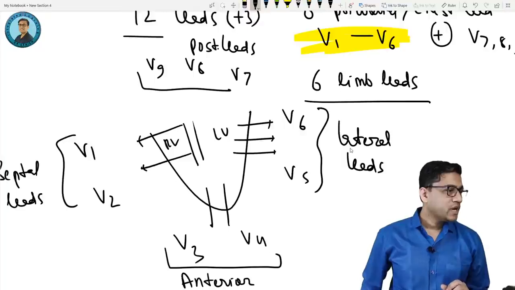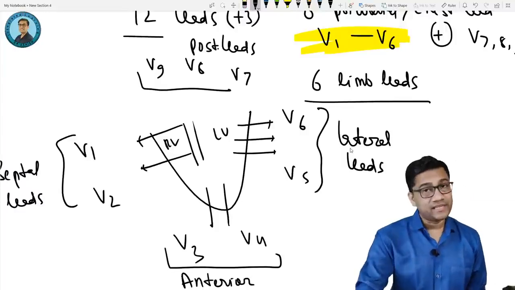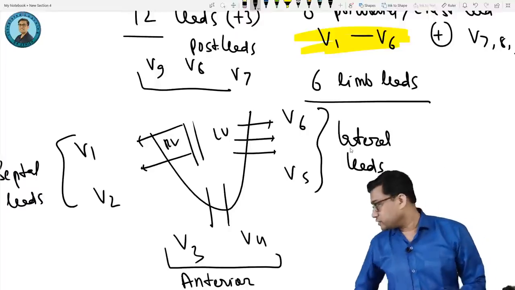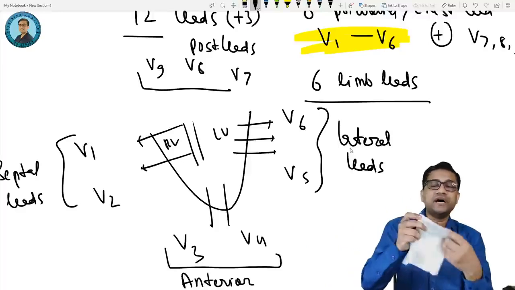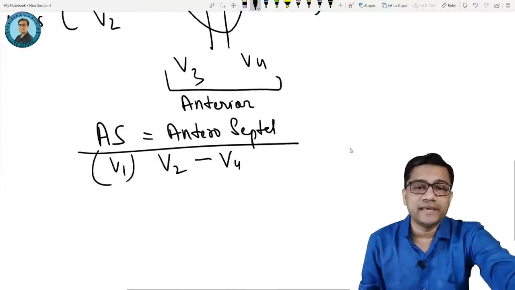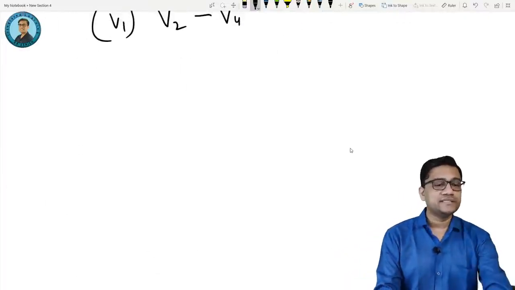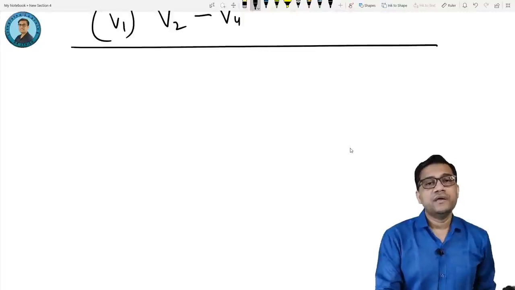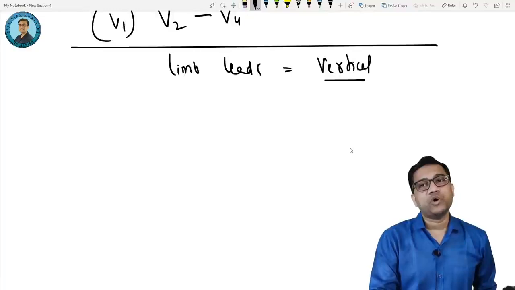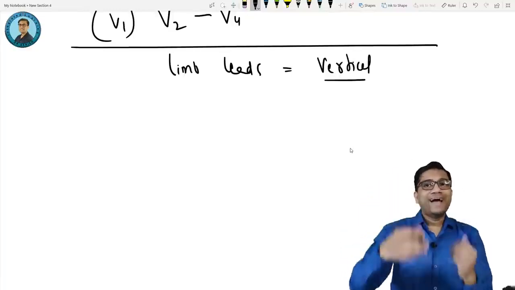Okay. Now comes the question. What is the other important thing in this case? Now we need to know which plane this is covering. Let's look at this. So this is the horizontal plane. Now we see the vertical plane. So the vertical plane is given by which leads? The answer is, it is given by our limb leads. So limb leads give us the vertical plane, top and bottom. So now you can see inferior also and the other parts.